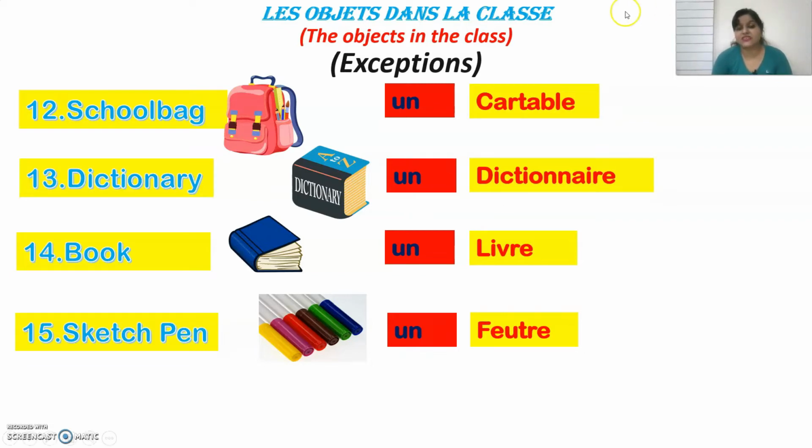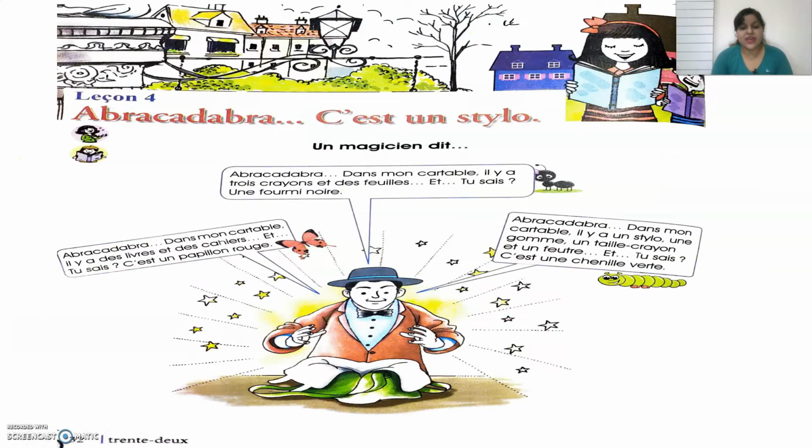So repeat after me fastly. Un cartable, un dictionnaire, un livre and un feutre. I hope the vocabulary is clear to you. Now let's move ahead and read out the text on the page.